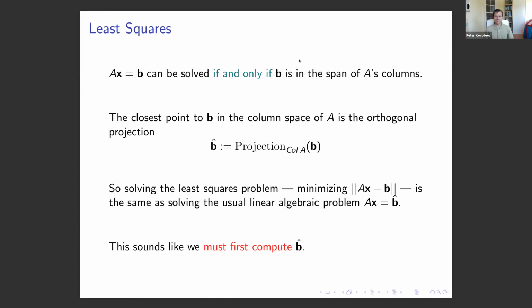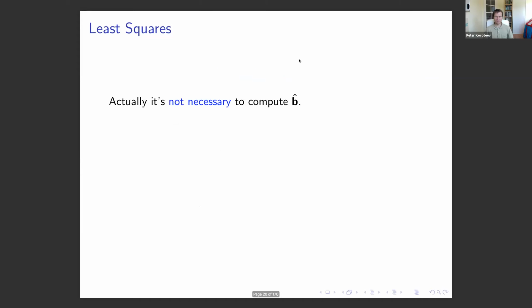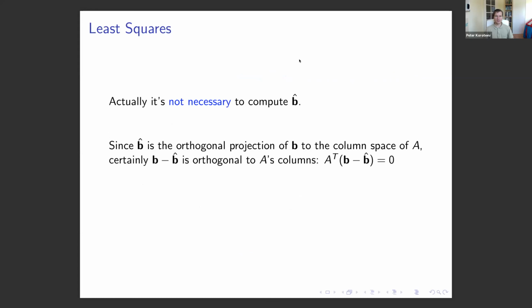First we need to compute the right-hand side. But it turns out that it's not necessary to compute it. Since b hat is the orthogonal projection of b to the column space of A, the difference b minus b hat is orthogonal to A's columns. So if you take A transpose and act on b minus b hat, we'll get 0. So if Ax equals b hat, then A transpose times (Ax minus b) is equal to 0.